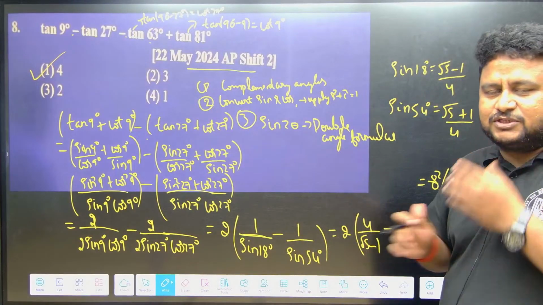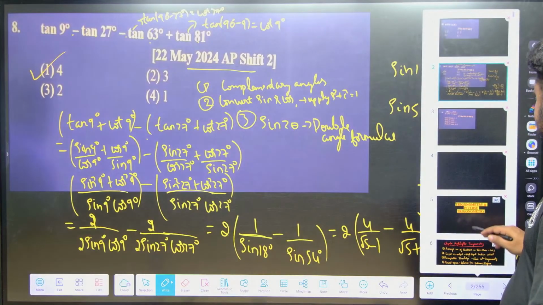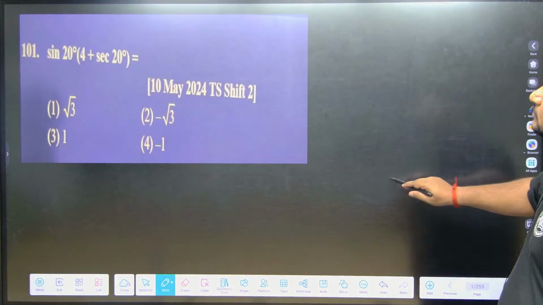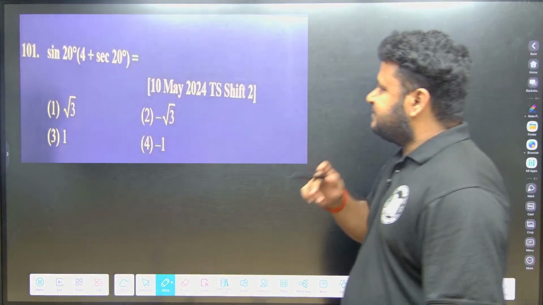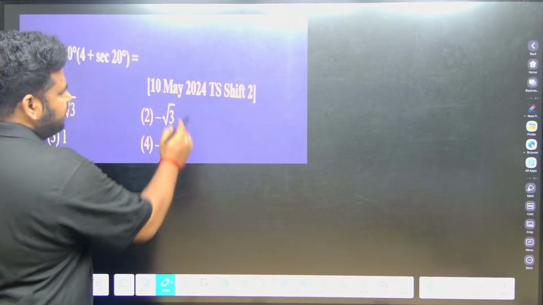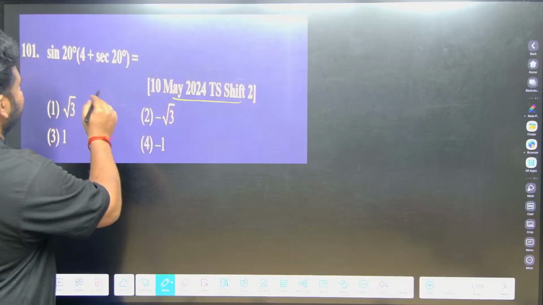Can you solve one more question of this type? Okay, so let us take one more question. Look at this: sin 20 degree into 4 plus secant 20 degree is equal to what? 2024 Telangana they have asked this question, in MSET they have asked this question.